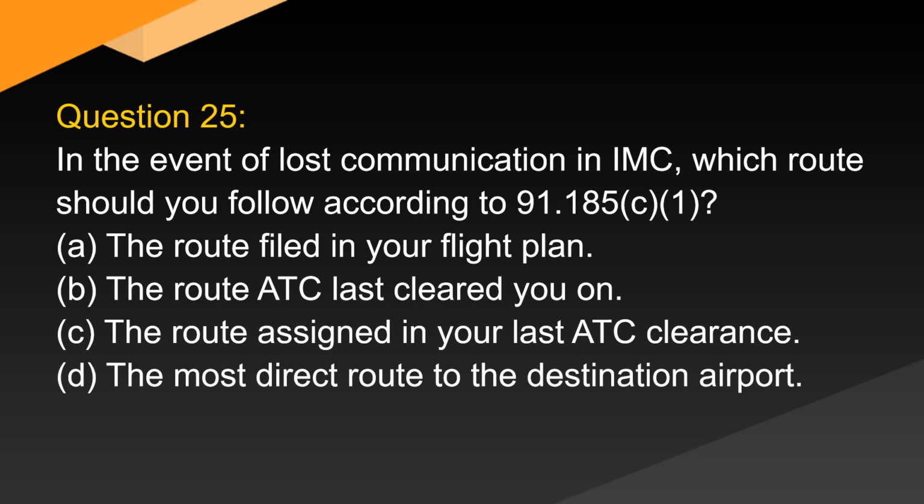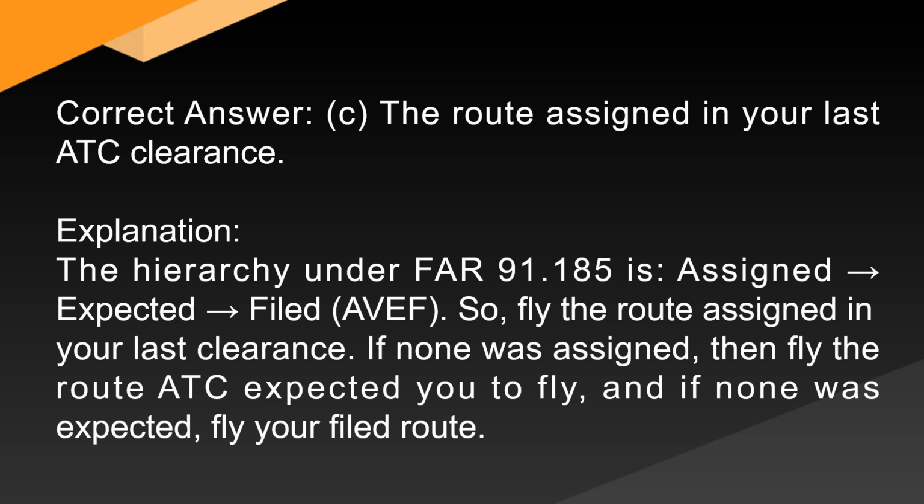Question 25. In the event of lost communication in IMC, which route should you follow according to 91.185? A. The route filed in your flight plan. B. The route ATC last cleared you on. C. The route assigned in your last ATC clearance. D. The most direct route to the destination airport. Correct answer: C. The route assigned in your last ATC clearance.